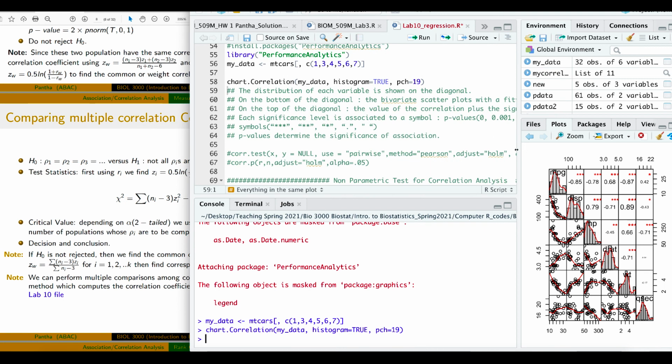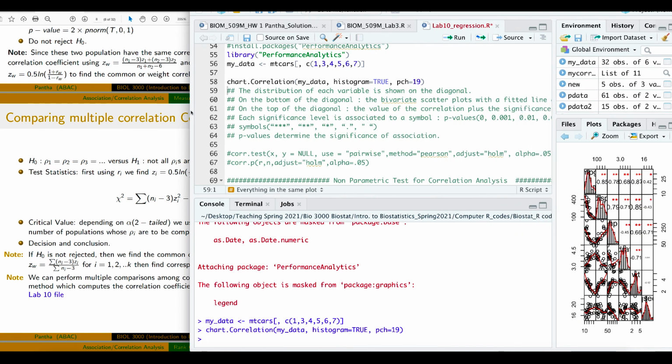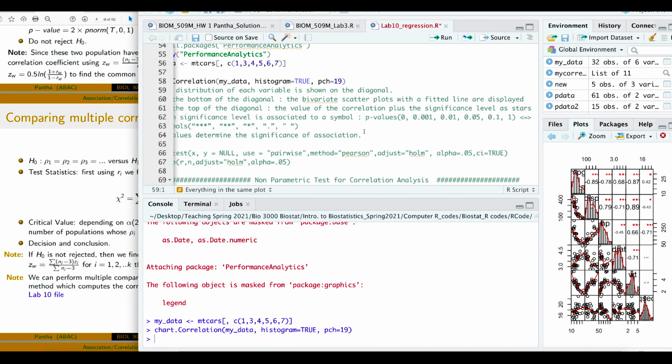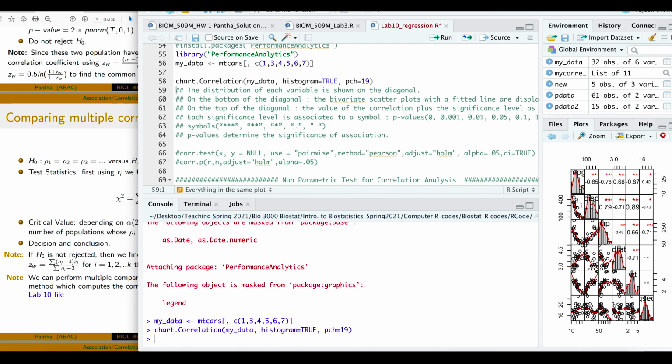You can look at the comment that I wrote here. What it says is, look at this. The distribution of each variable is shown in the diagonal. On the bottom of the diagonal, the bivariate scatter plots with a fitted line are displayed. See, this one, for example, is for displacement and MPG. This is the X versus Y scatter plot. For HP, this one is for HP and displacement, and this one is for the HP and MPG scatter plot.